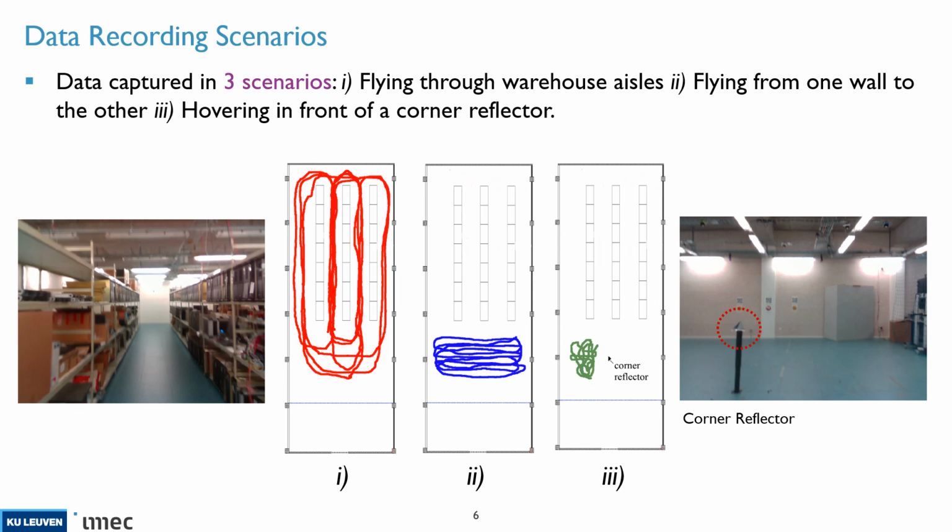This acquisition was the longest and is used to train our various VAEs as an independent train set from the data that is collected in the scenario 2 and 3. Scenario 2 consists of flying the drone in the open area from one wall to the other, back and forth. Finally, scenario 3 consists of making the drone hover with light movements in front of a corner reflector.